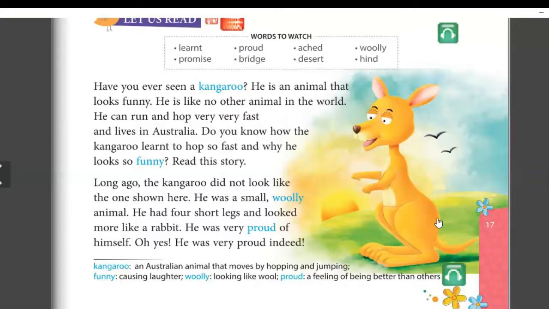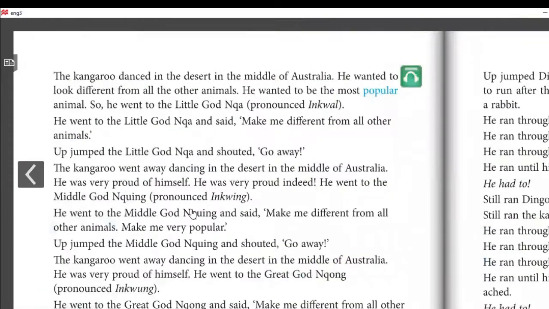But he was very proud of himself. What is meant by proud? Proud means feeling better than others. If you get good marks, you feel proud, no? That is proud. He was also very proud of himself. Oh yes, he was very proud indeed. The kangaroo danced in the desert in the middle of Australia. Where does he live? It lives in Australia.